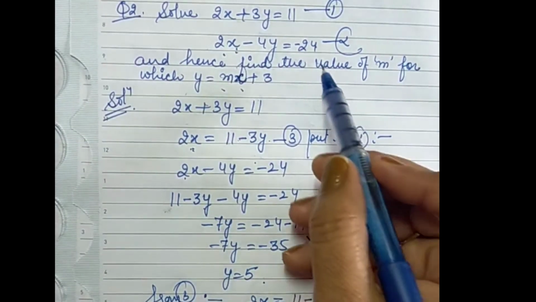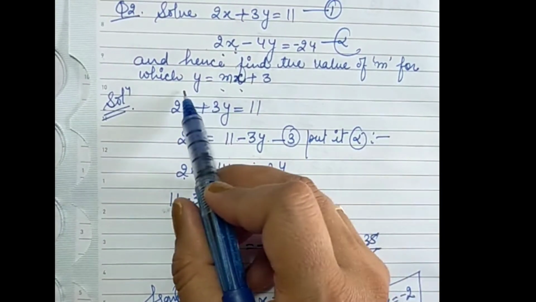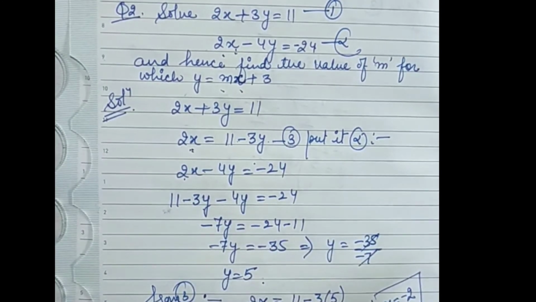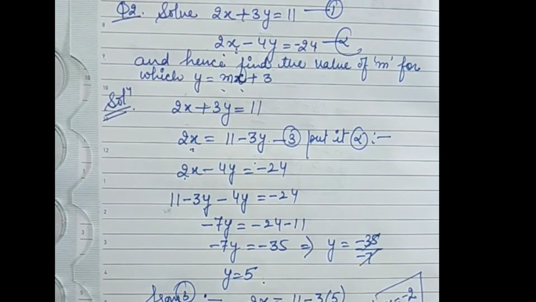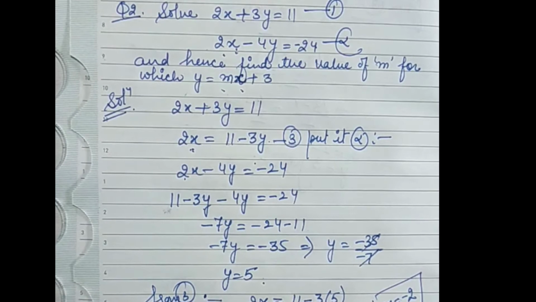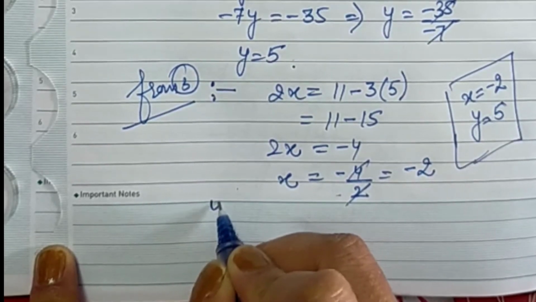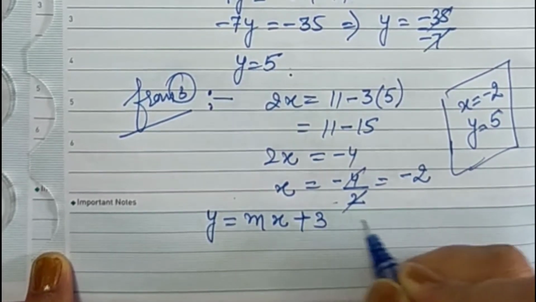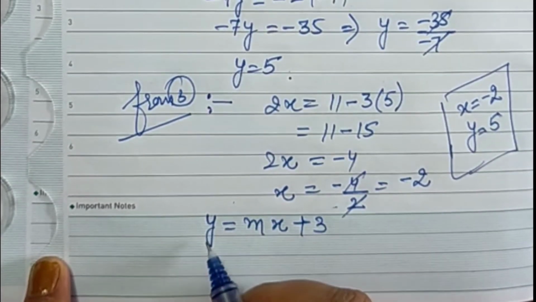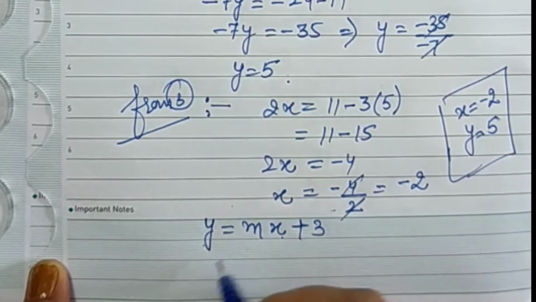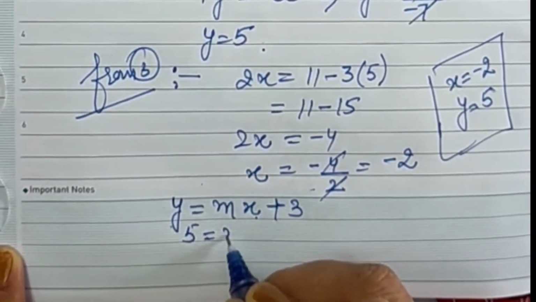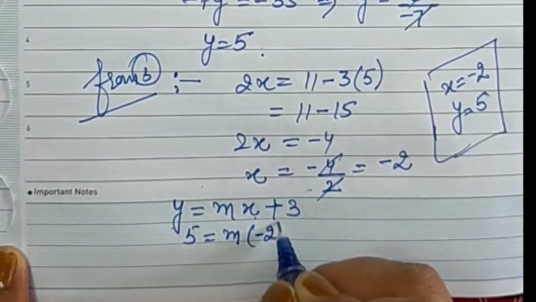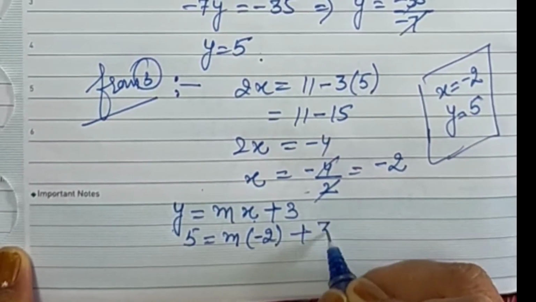But our question is to find the value of m for which y = mx + 3. Our question is still pending because we need to find the value of m. And how can we find it out? y = mx + 3, one equation is being given. Now we are going to put in these values. y is 5, x is -2, plus 3.